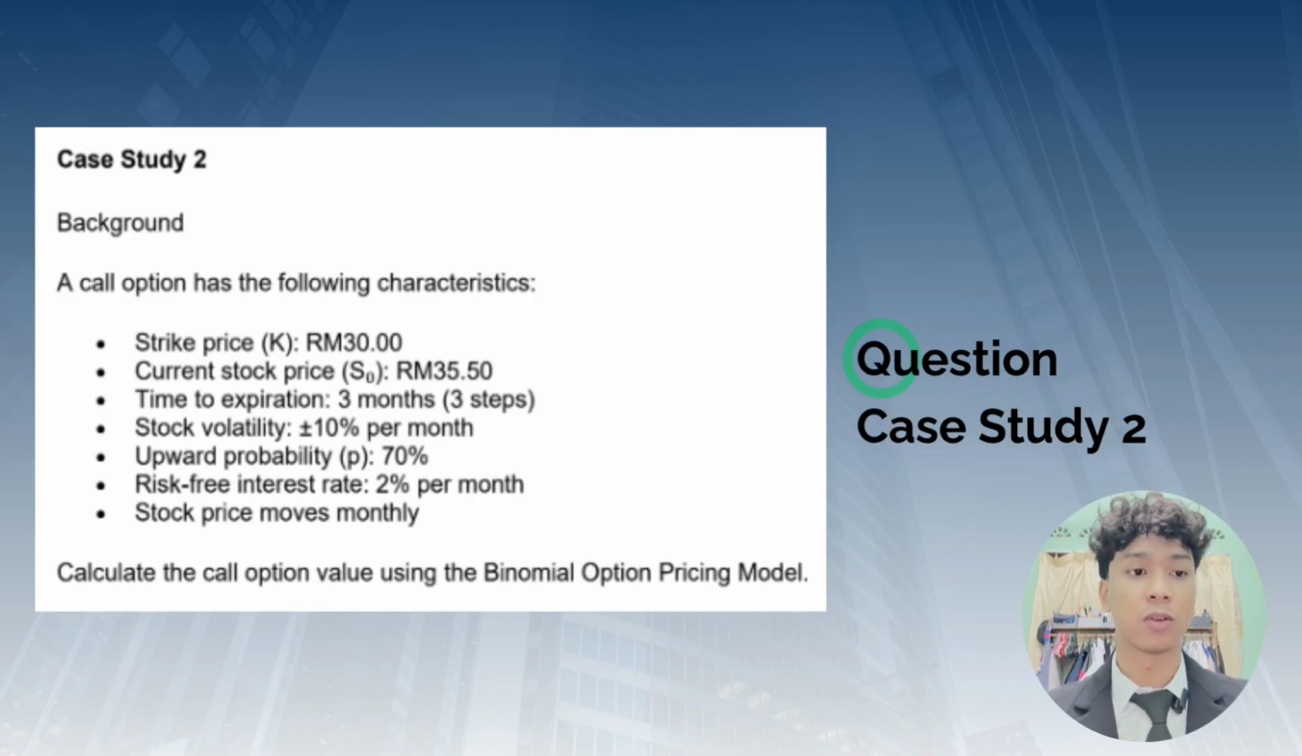If the upward probability is 70%, so the downward is 30%, right? The risk-free interest rate is 2% per month, and the stock price moves monthly. Well, the question is to calculate the call option value using the binomial option pricing model. And I will explain to you how to calculate this question later.